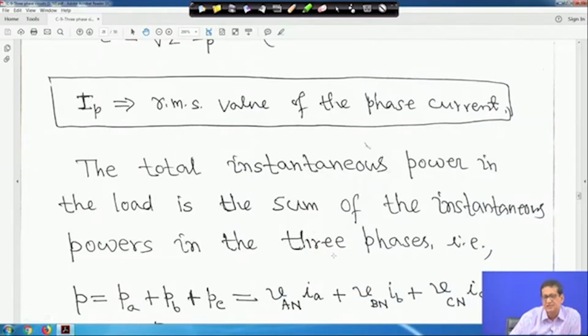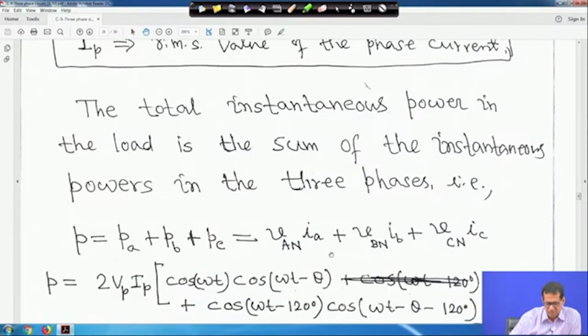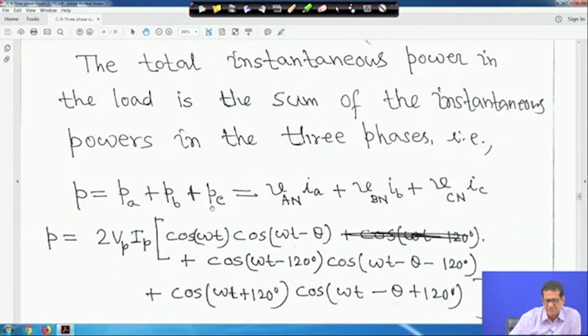Now, the total instantaneous power in the load is the sum of the instantaneous power in the 3 phases, all the 3 phases. So P is equal to Pa plus Pb plus Pc, which is Van into Ia plus Vbn into Ib plus Vcn into Ic.